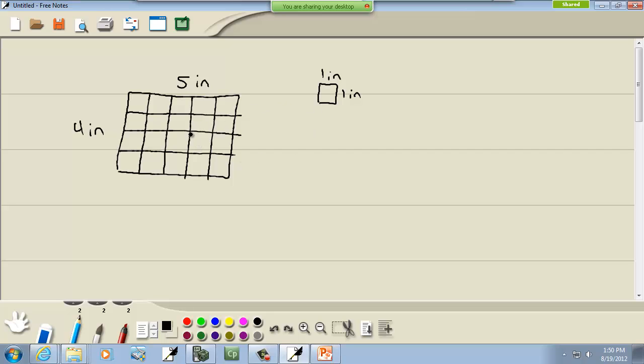And for our area, when we multiply these together, 4 times 5, then we get 20 square inches. So the 1 by 1 square, we get 20 of those. As I count them, 1, 2, 3, 4, 5, 6, 7, 8, 9, 10, 15, 20. See how there's 20 square inches. So it's always square for area.